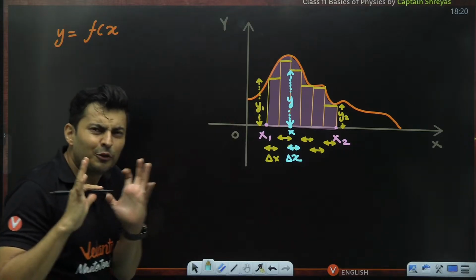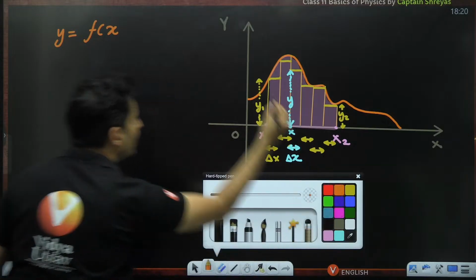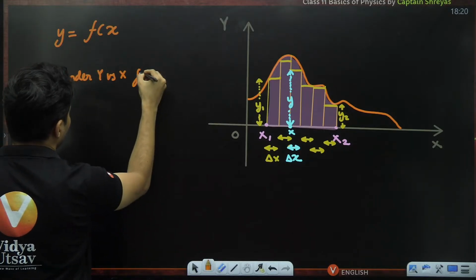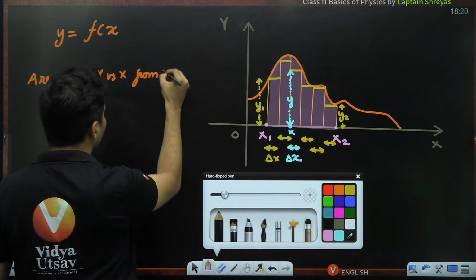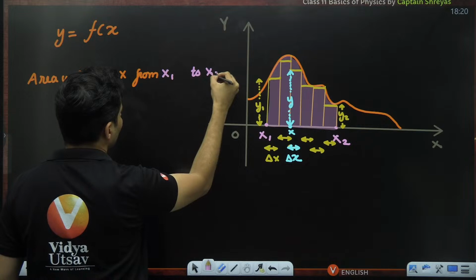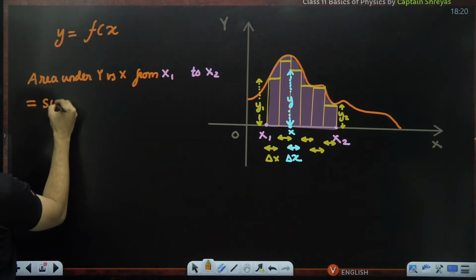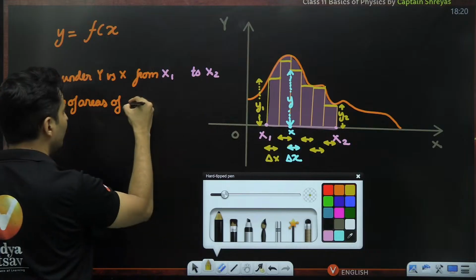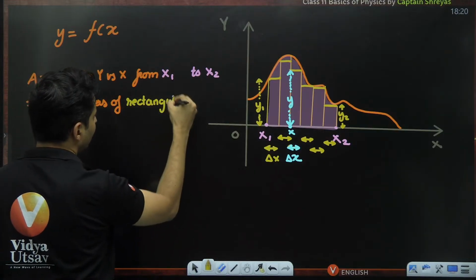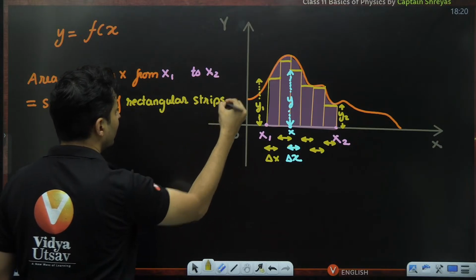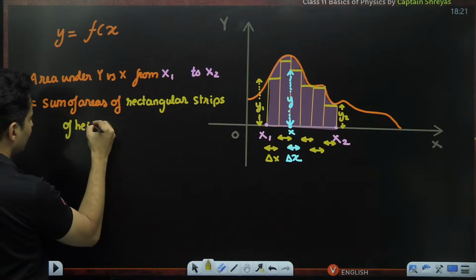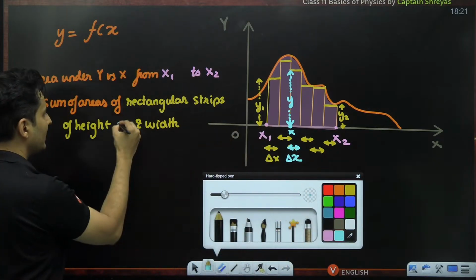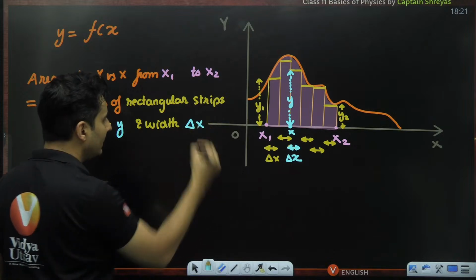So if I approximately try to find the area under y versus x, this is very important, from x1 to x2, this will be nothing but the sum of the areas of these rectangular strips of height and width. What is the height and what is the width? The height is basically y in general, and the width is basically delta x.